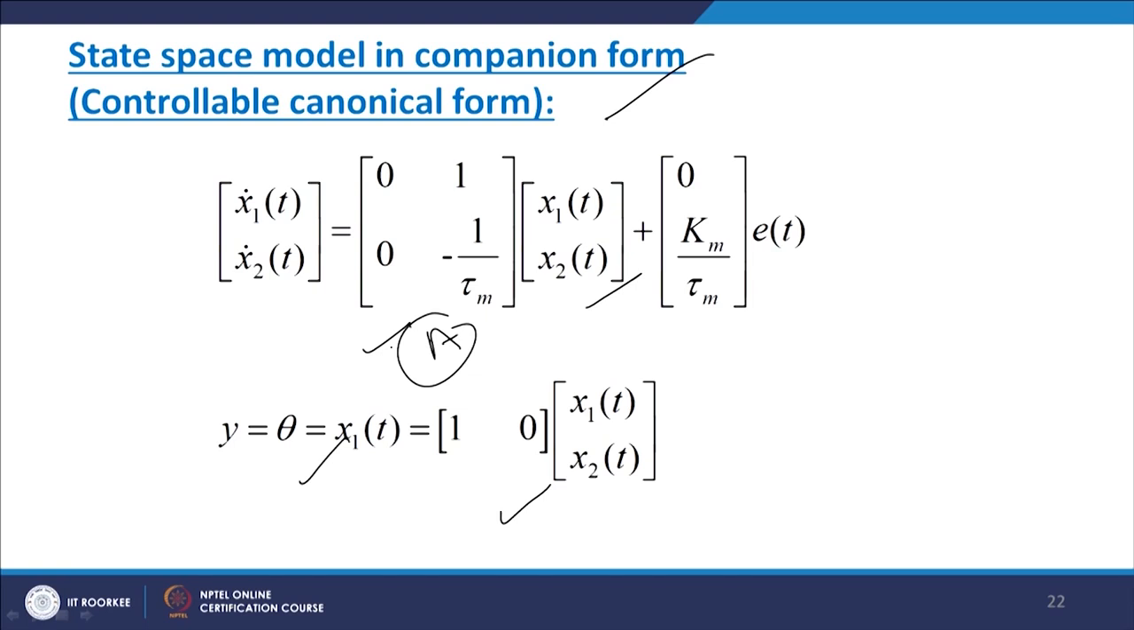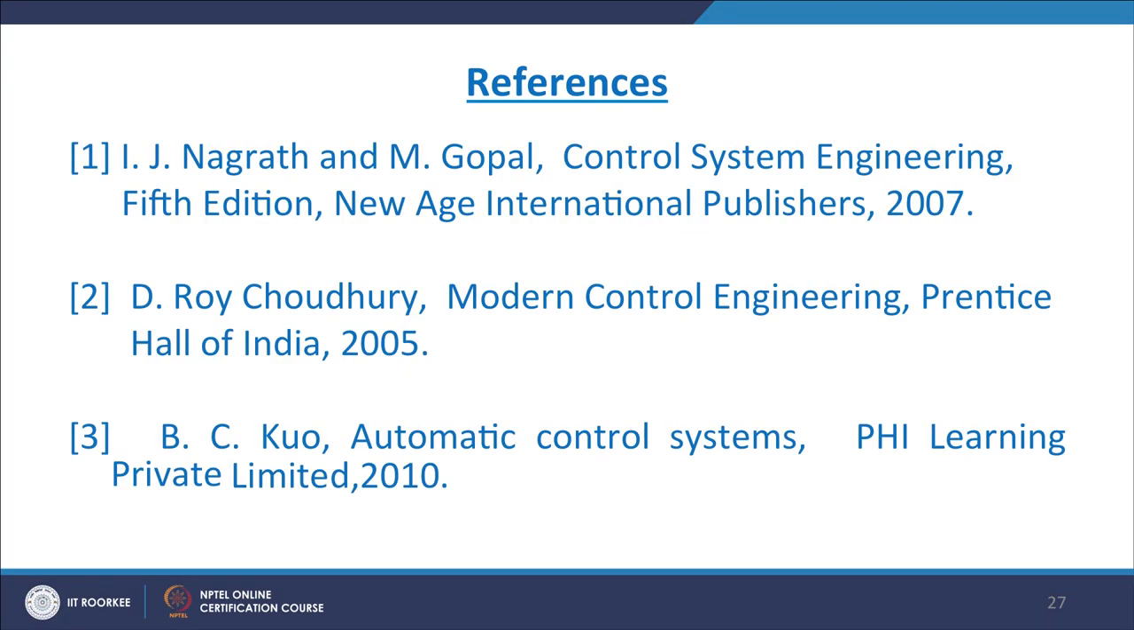So in future, when we learn stability and performance, we will again come back to this modeling part, or again take this model and check the performance. But from the modeling point of view we have got the models, which means the state space model can be determined from the given transfer function, or directly from the physical equations. Now these are some references, thank you.